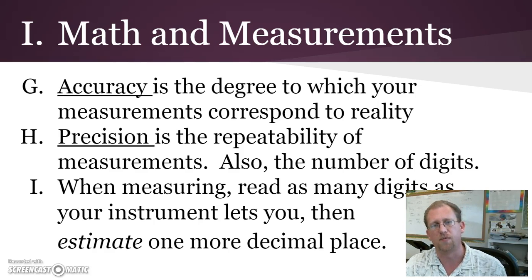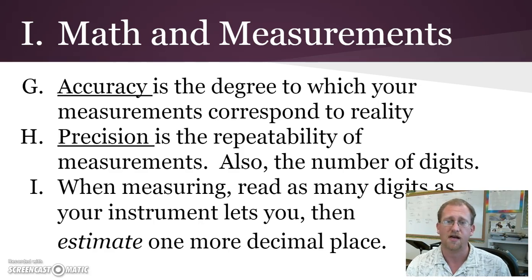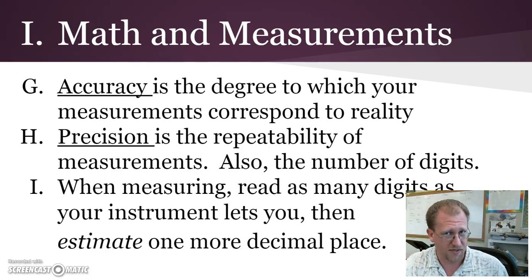In chemistry, we talked about precision with regard to how repeatable your measurement is. If you take the same measurement 48 times and you get the same answer 48 times, that's highly precise. If you measure the same thing 48 times and you get 25 different answers, you've got a problem with precision. So precision is the repeatability of a measurement.